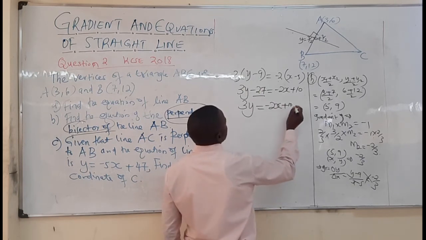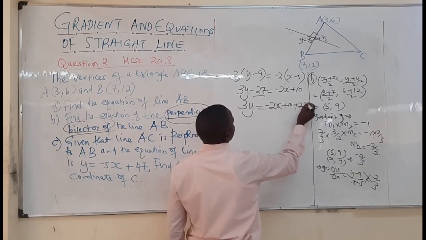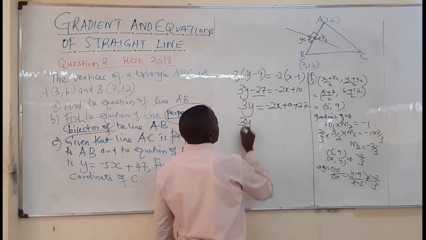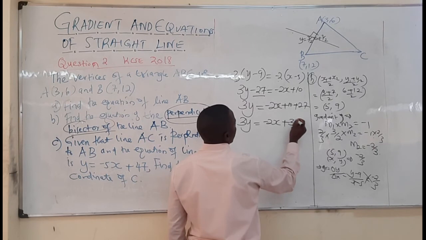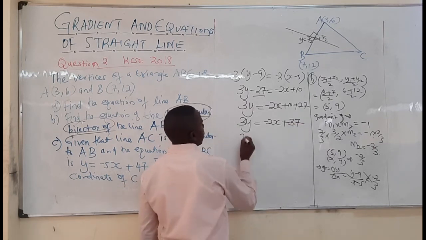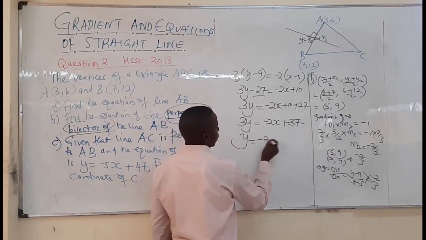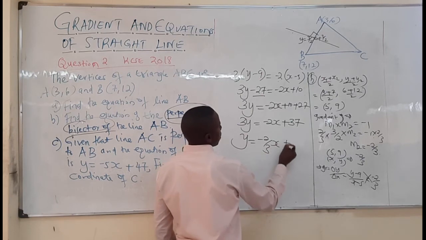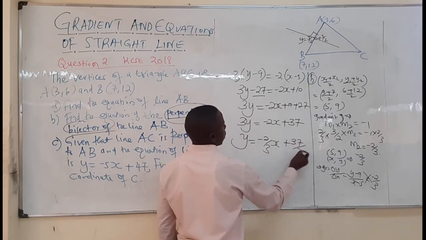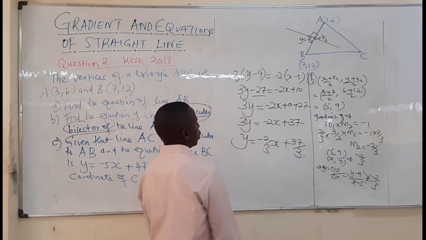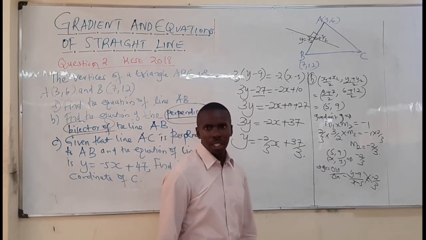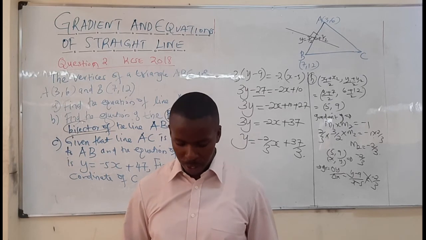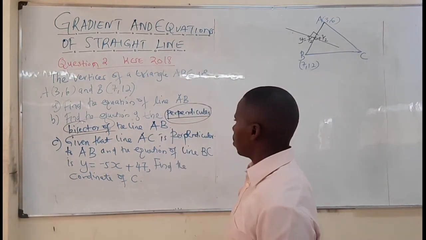Then we add 27. So 3y is equal to minus 2x plus 37. And then y will be equal to minus 2 over 3x plus 37 over 3. So that's the equation of the perpendicular bisector of the line AB. Let's look at now part C.